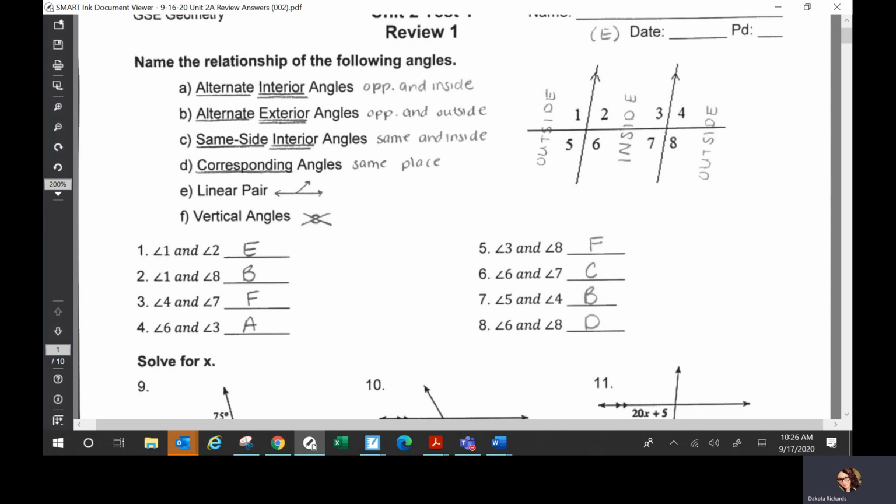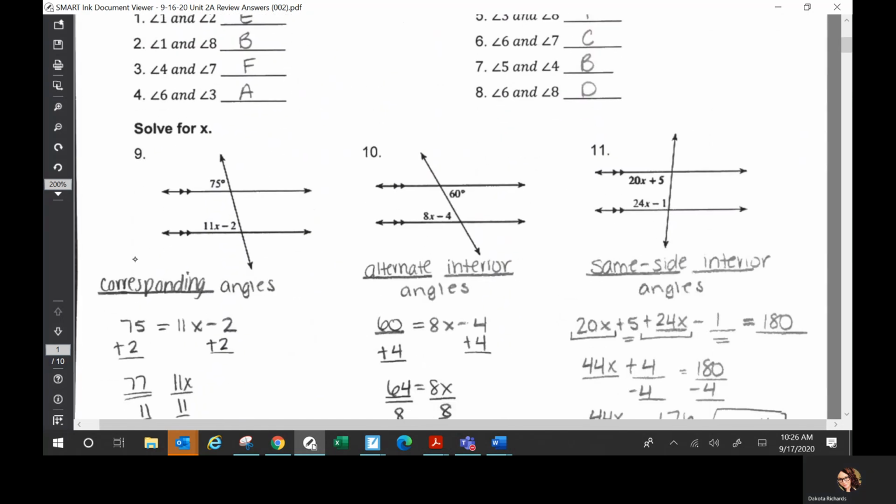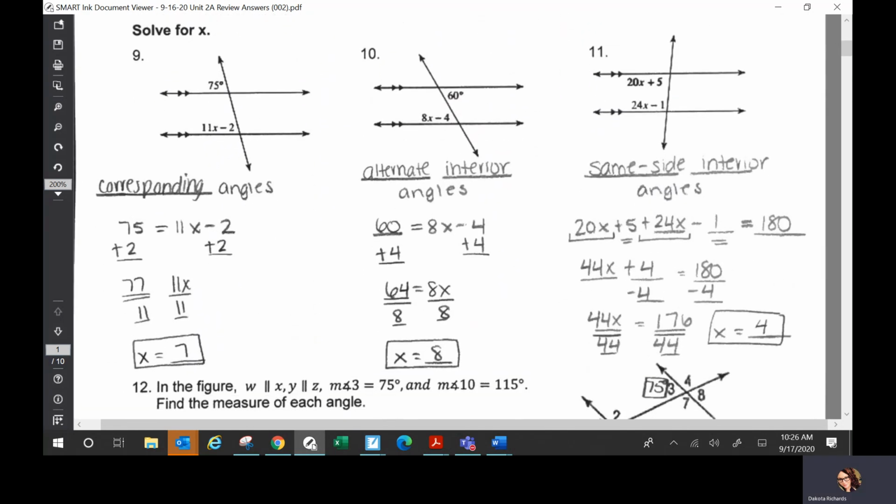Okay. 9, 10, and 11, you had to solve for X. Depending on what kind of angles you were given, that told you whether you set these equal to each other or set them up to equal 180. So number 9 is corresponding angles, so you set them equal to each other. Solve for X, you get 7. That's all your directions told you to do, is just solve for X.